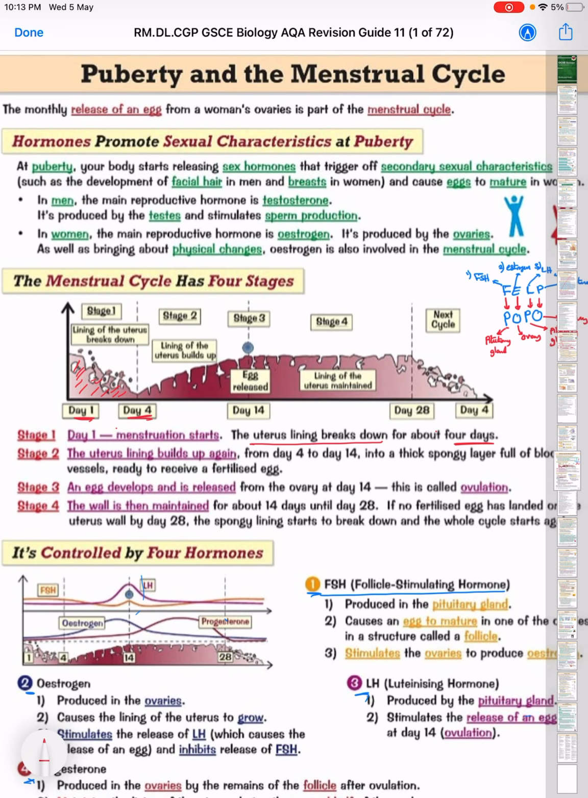Okay, at this stage 1, what happens is the start of the release of the FSH, or the follicle stimulating hormone. And from the name, you don't really need to memorize, it stimulates the follicle. That's a follicle stimulating hormone released from the pituitary gland. Don't forget the FELP and the POPO. And this causes the egg in the ovary to mature, okay, and to become a follicle. All right. Now, FSH also will stimulate the ovary to release the estrogen.